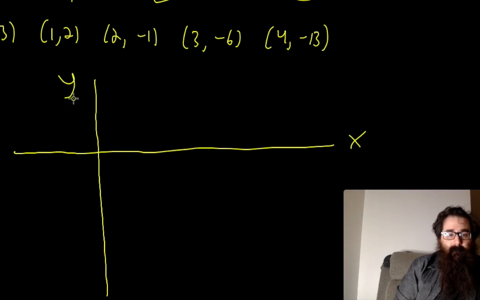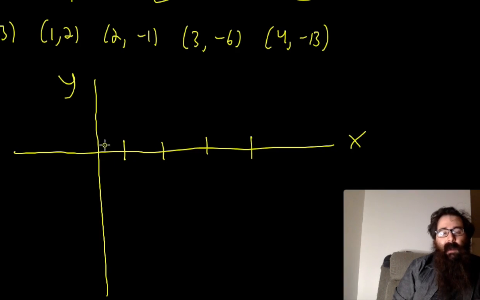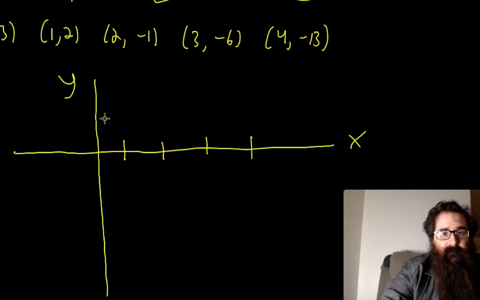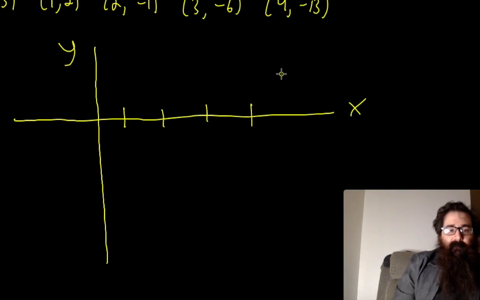The x and the y-axes. And it looks like x only goes so far out as 4, so I'll just make sure I have enough for that. 1, 2, 3, 4. And I'm maybe going to have to exaggerate my scale a bit in the y direction to make sure everything's going to fit, because I got to go all the way down to negative 13.